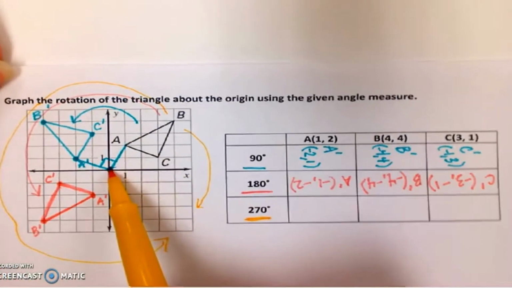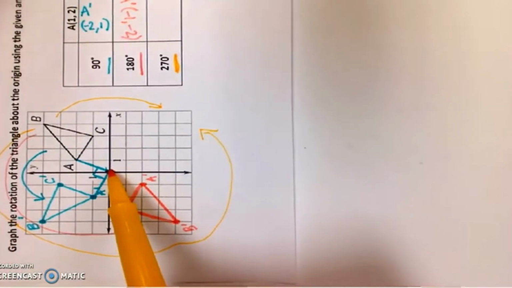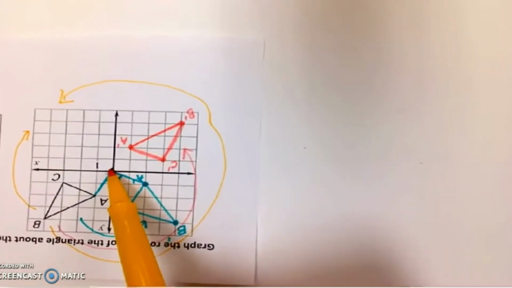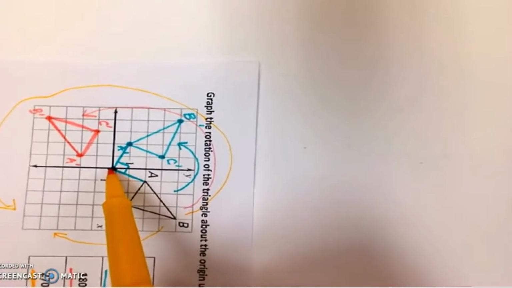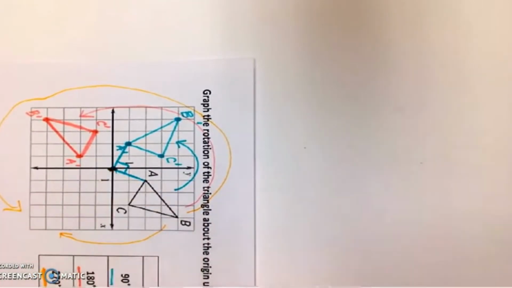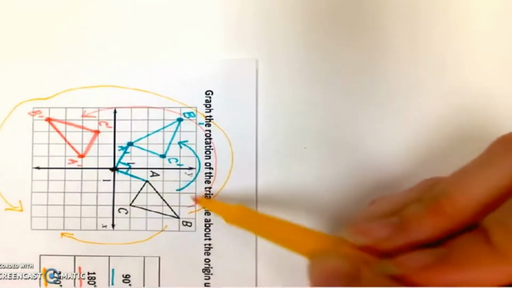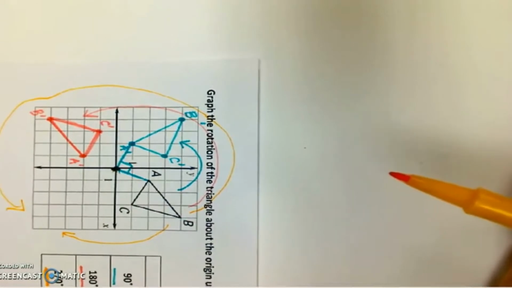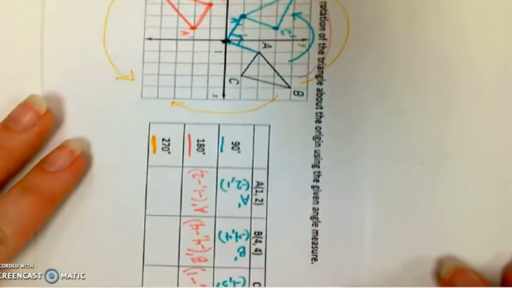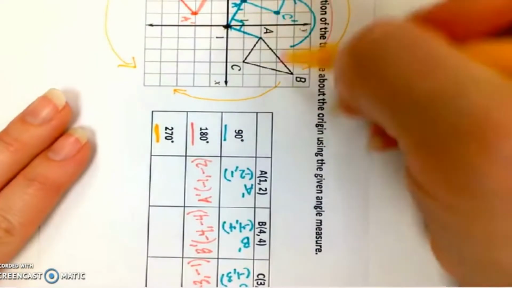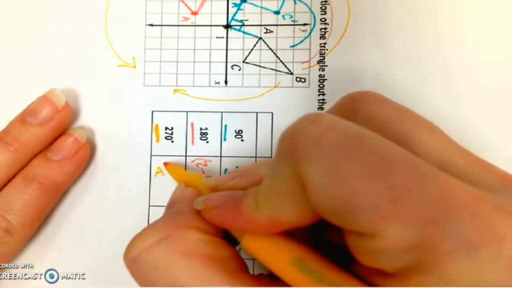So here would be 90, 180, 270, and that's where we want to be. We want a 4th quadrant image. So same thing that we've done before, we're going to pretend that's the 4th quadrant now. Find our A prime.